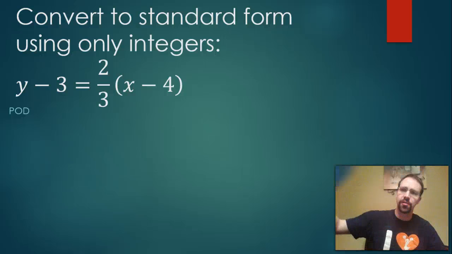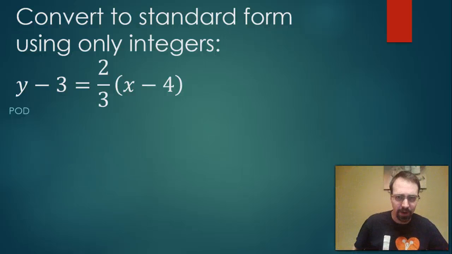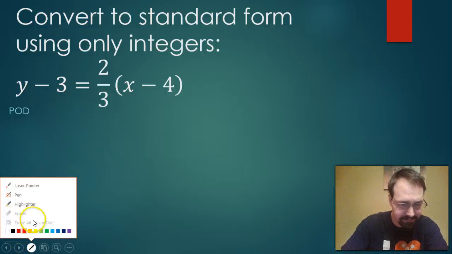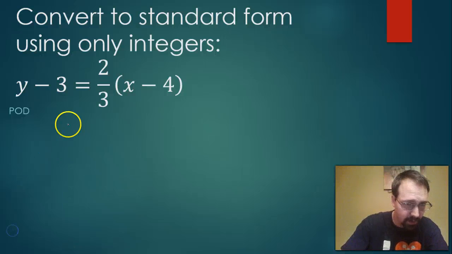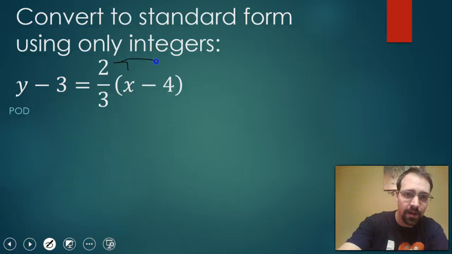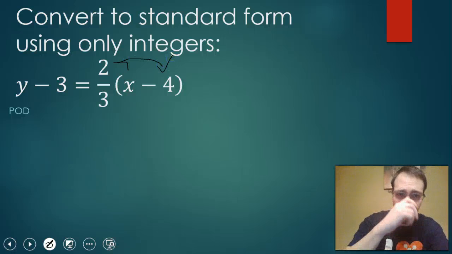Convert to standard form using only integers. You had a problem like this on your homework from the previous time that I didn't get into all my classes. So let's do this. Alright, black comes up pretty well on this. So let's do this. Alright, so first thing I need to do, distributive property. You distribute the 2/3 to that and the 2/3 to the -4.